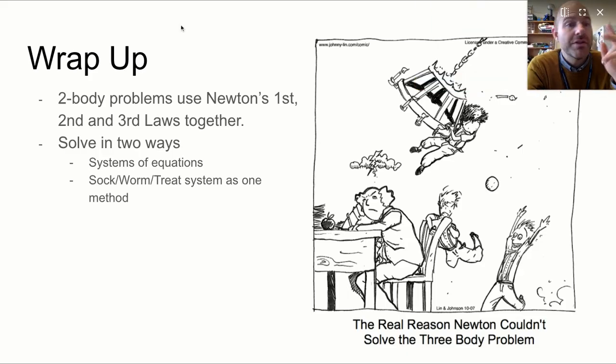To wrap up, remember two-body problems use Newton's first, second, and third laws together. You can solve them in two ways, a system of equations or the sock, worm, snake, treat system as one method.